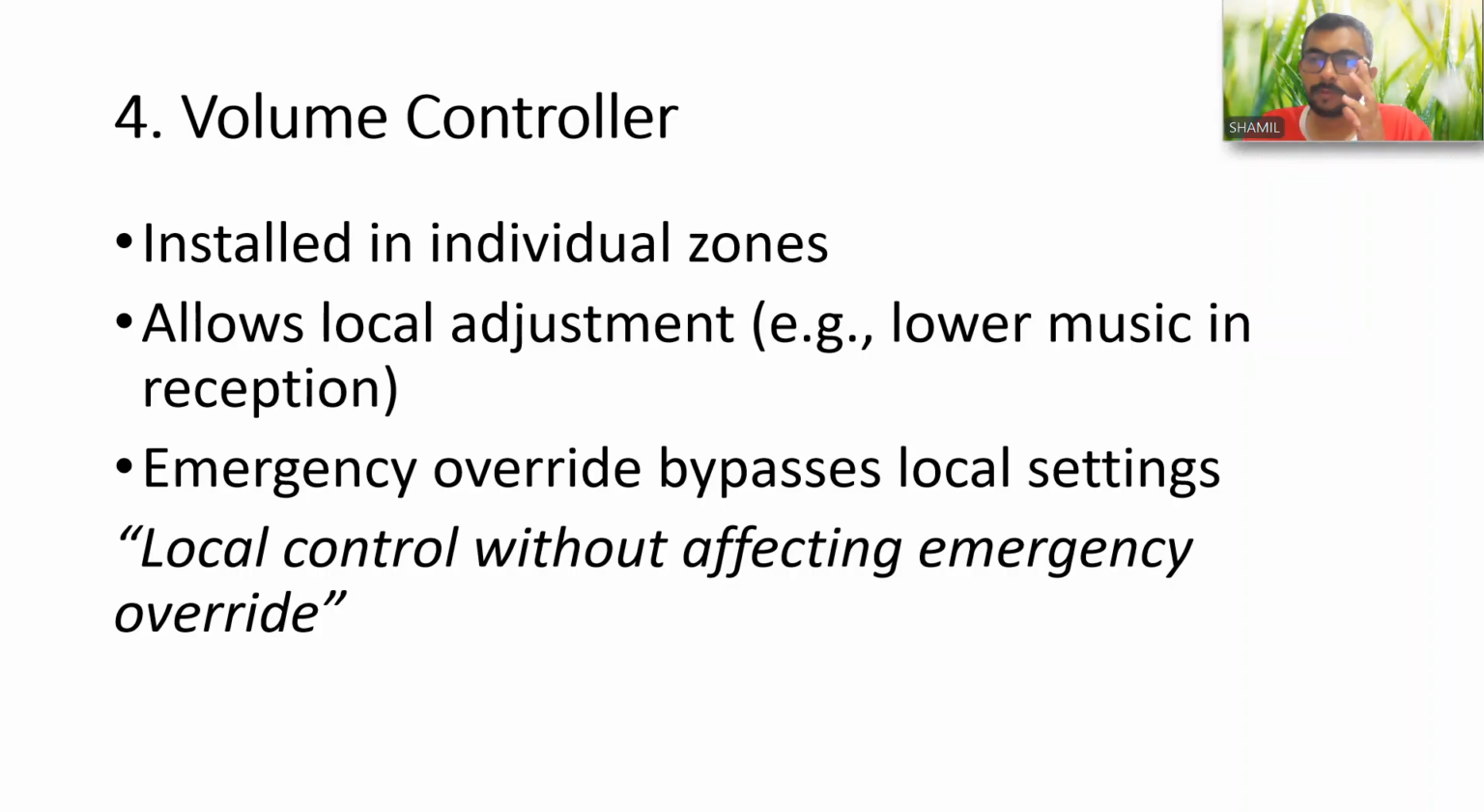Okay, so first of all, we have the volume controller. The volume controller is used for adjusting the volume locally, and whenever there is an emergency message, that emergency override will bypass all the local settings. So the purpose of having a volume controller is for locally controlling without affecting the emergency override. So this is about the volume controller.